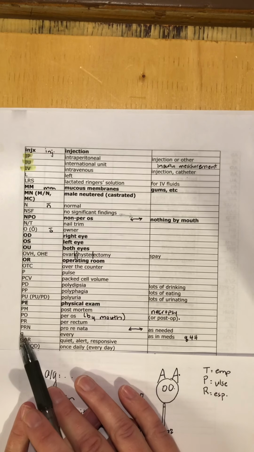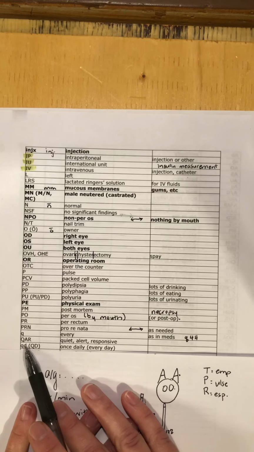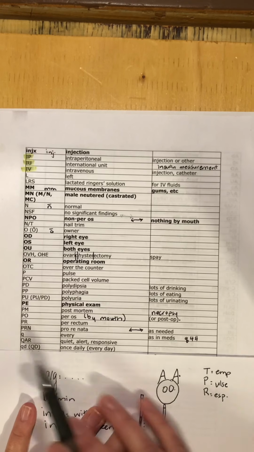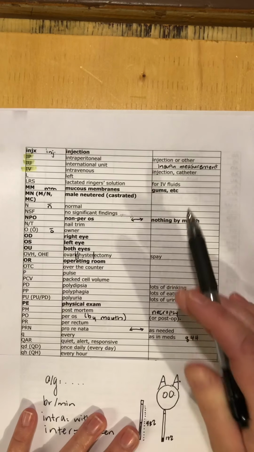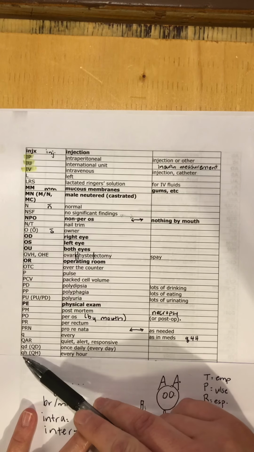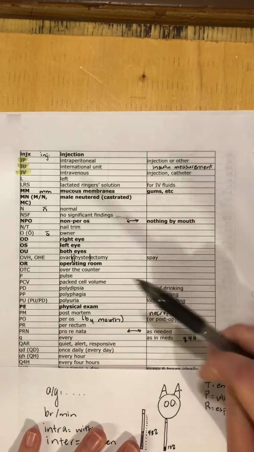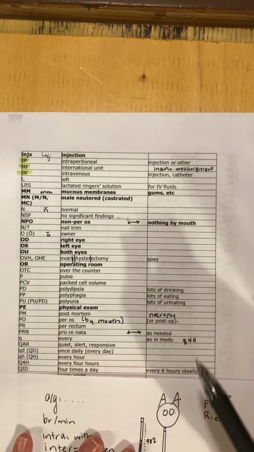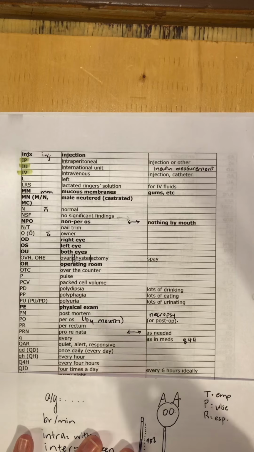So QD, we've got that lowercase q, so that means once or every, and D means day, so every day or once daily. QH, every hour. So it might be like Q7D would be every 7 days. Q8H is every 8 hours. Oh, Q4H every 4 hours. If we have QID, however, that means 4 times a day.